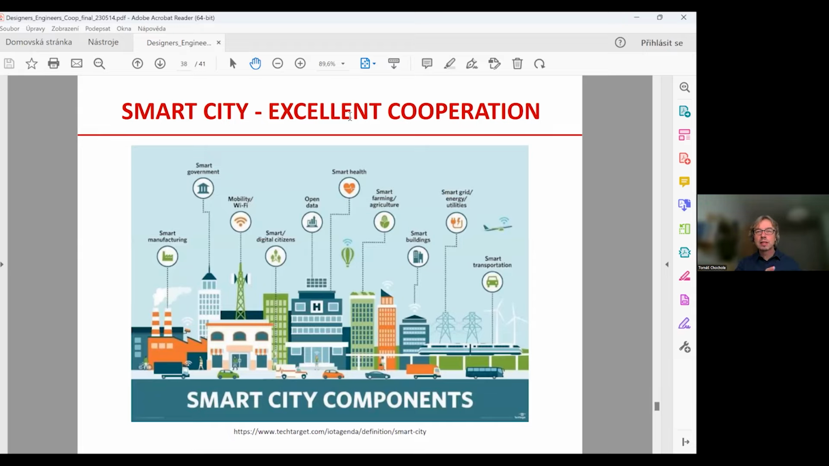And also in the beginning, I introduced the smart city as an example of an excellent cooperation process. So we can look at it again, because there are lots of topics. It can be our example that we can combine many different study fields together, and the results are useful for society.